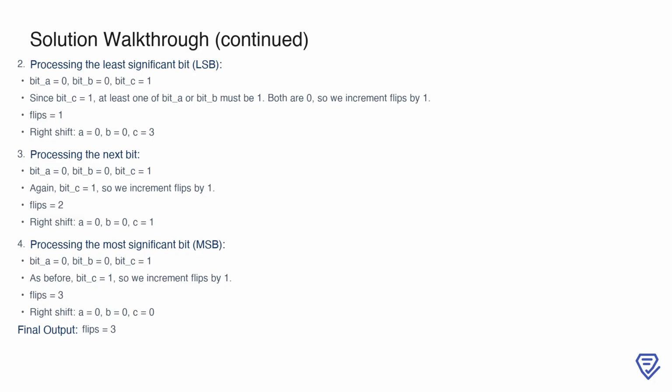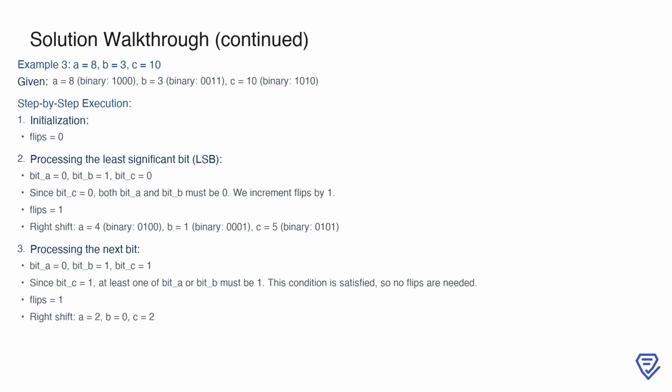The final output for this example is flips equals 3. Now let's analyze the third example, where A is 8, B is 3, and C is 10. In binary, these values are represented as 1000, 0011, and 1010, respectively. We start by initializing the flips counter to 0.